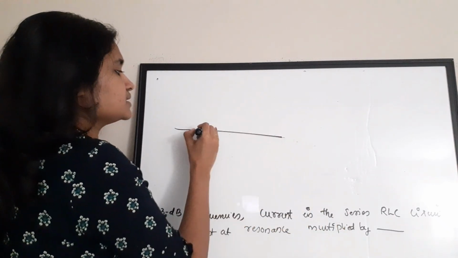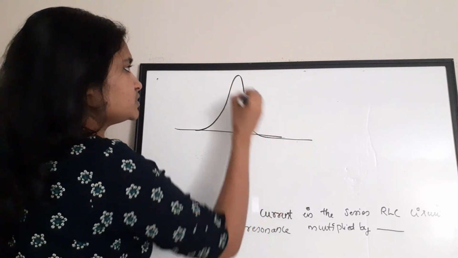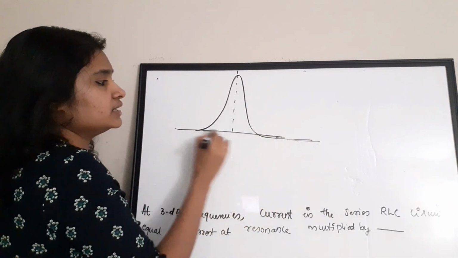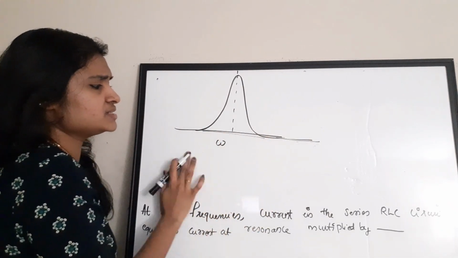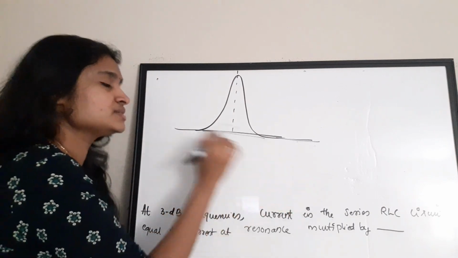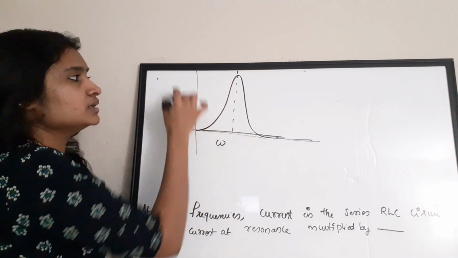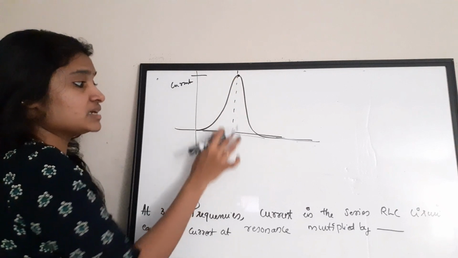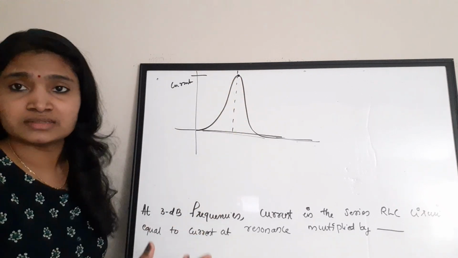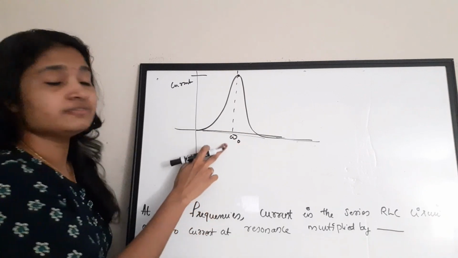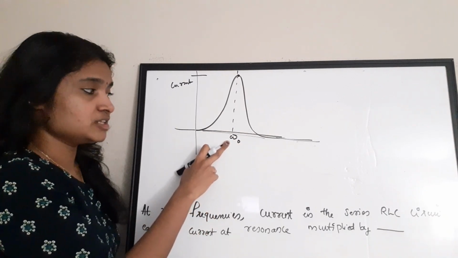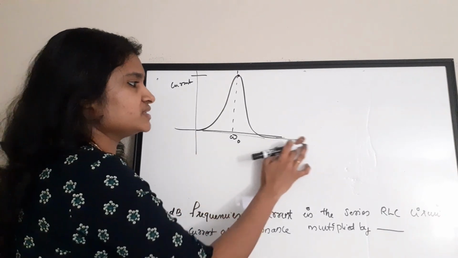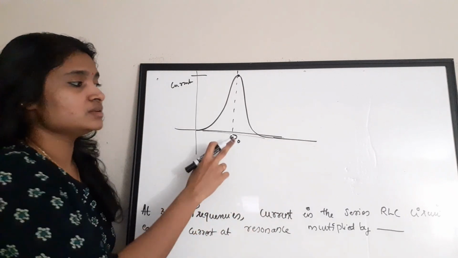If you see the resonance curve of a series RLC circuit, this is the peak value of current. This is actually a curve of current. Here you represent angular frequency, or you can represent frequency in hertz. This is the current, the peak value of current at resonance. This point we call resonance, and this frequency we call the resonant frequency. If it is represented in radians per second, you can represent it as omega 0, the angular frequency.